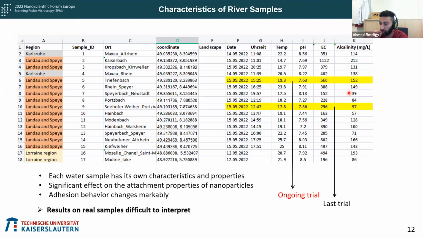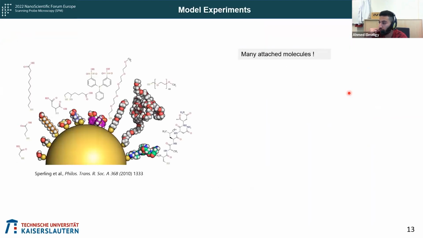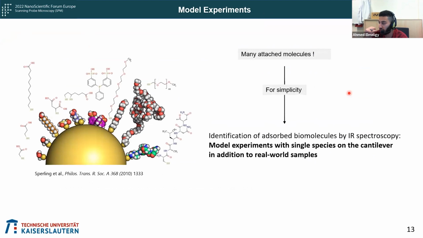Since these results are a little bit difficult to interpret, there are model experiments that we are following to compare our work with. In the first model experiment, we will have too many attached particles at first, but for simplicity later, we're going to investigate them by using IR spectroscopy with a single species on the cantilever. There is a model experiment here explaining a comparison point where the cantilever is modified with single particles, and we're trying to do this, but not with the cantilever itself, with the modified titanium dioxide nanoparticles.